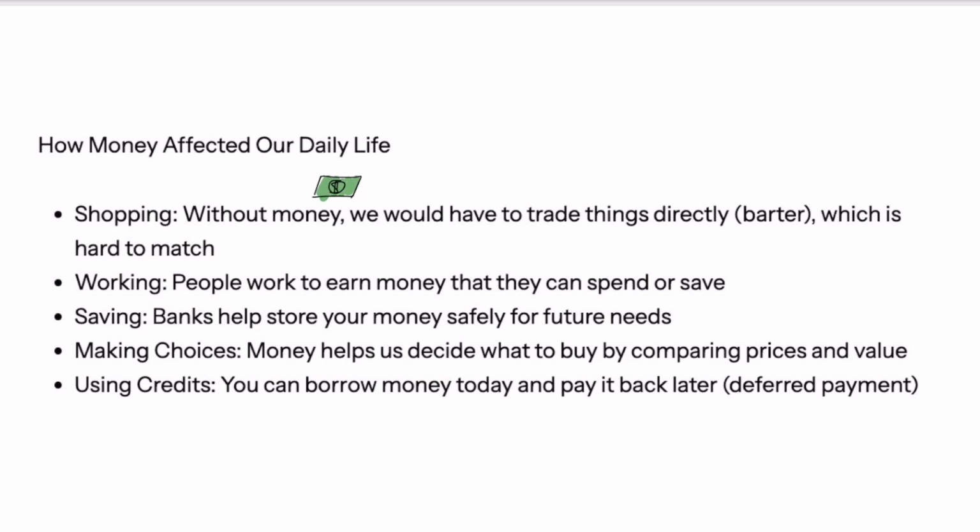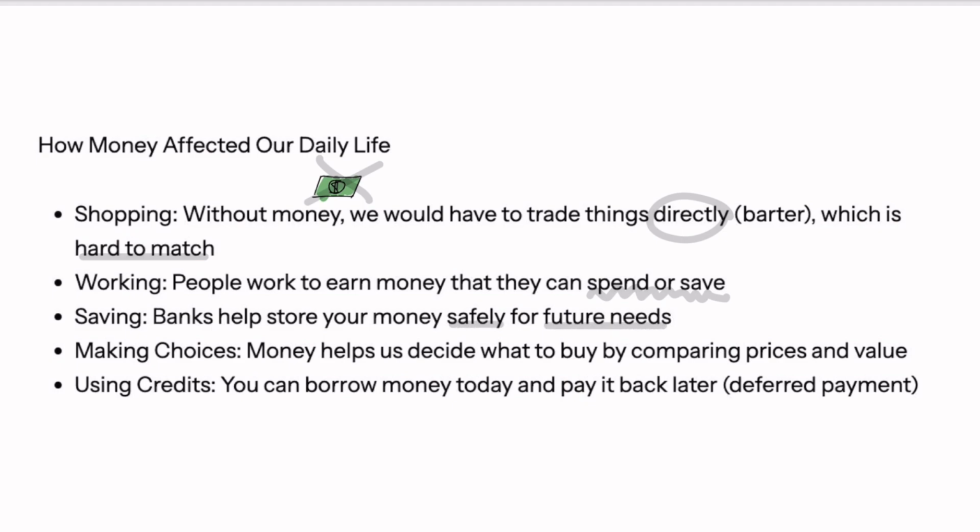So how do these functions affect our daily lives? First, when we shop, without money, we would have to trade things directly, which is bartering, which makes things really hard to match. And when we work, people can work to earn money, which they can spend or save on whatever they like.